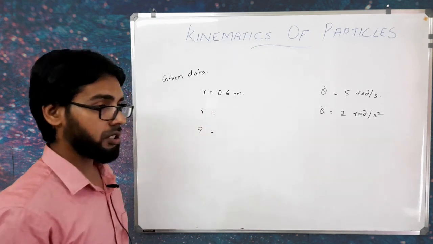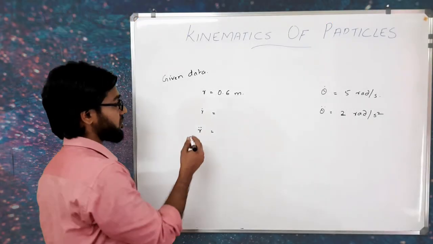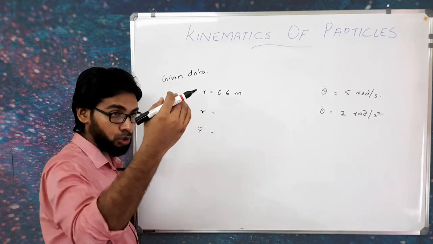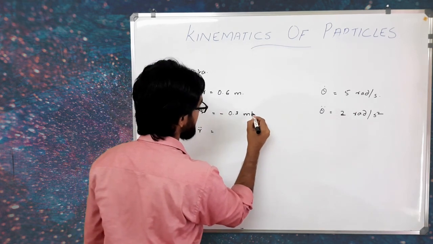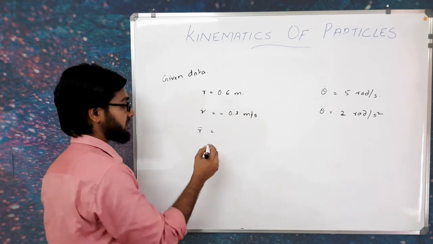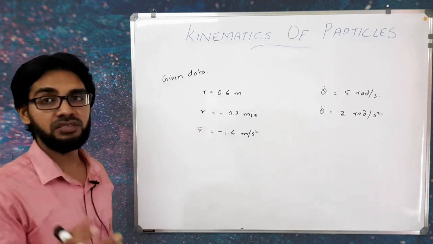Now if you look at the question closely, we can see that the corresponding body B is moving towards center at a speed of 0.3 meter per second and is having an increase in speed, that is acceleration of 1.6 meter per second square. So as such, the value of r dot, since it is moving towards the center, will become minus 0.3 meter per second, and the acceleration will be equal to minus 1.6 meter per second square since it is moving towards the center.